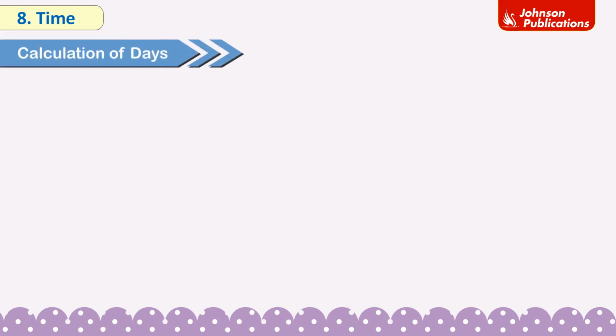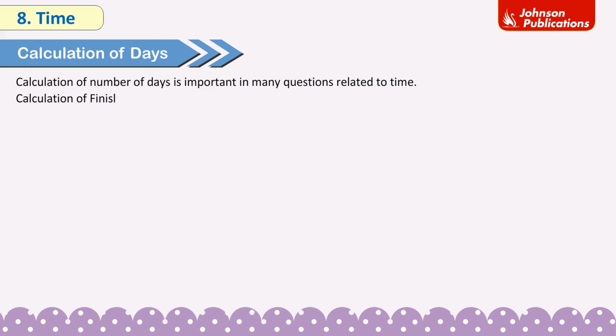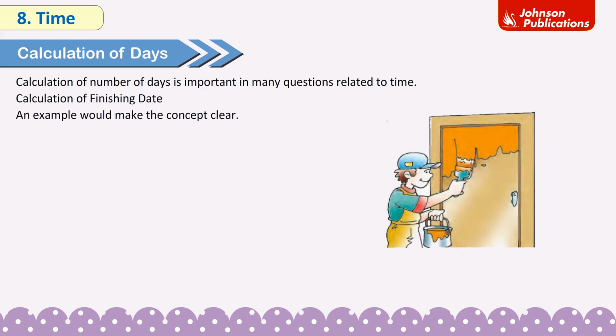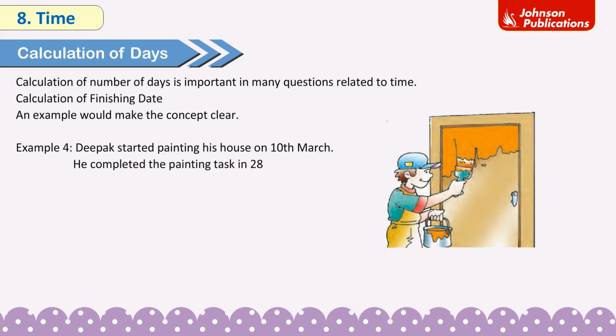Calculation of days. Calculation of the number of days is important in many questions related to time. Calculation of finishing date. An example would make the concept clear. Example 4. Deepak started painting his house on 10th March. He completed the painting task in 28 days. On which date did he complete the painting task?